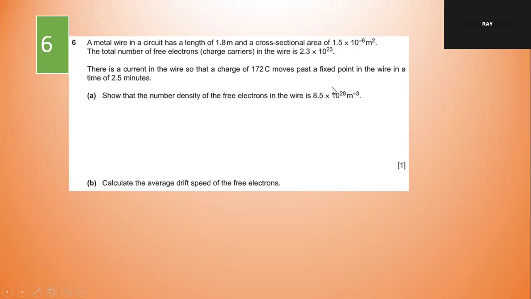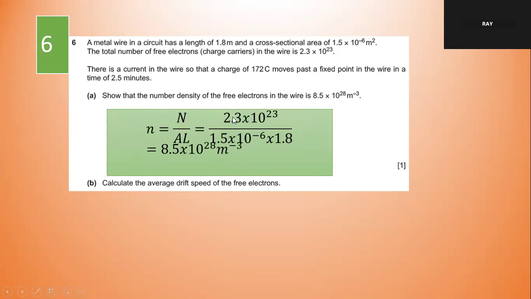Right? Number density is number per unit volume. So you just have to use that law. Number density is number divided by volume, cross-sectional area times L. So number, that's your number. Cross-sectional area, that's the cross-sectional area. Length, that's your length. Get your answer. Two significant figure. Calculate the average drift velocity.